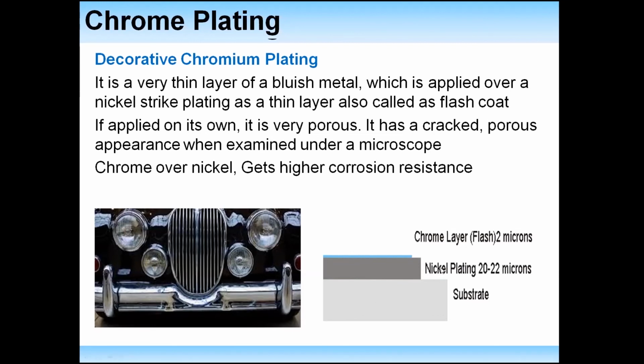And this particular coat, nickel plating, we call it a strike coat. It is applied on its own. It is very porous. It has a cracked and porous appearance when examined under a microscope. Chrome over nickel gets higher corrosion resistance.